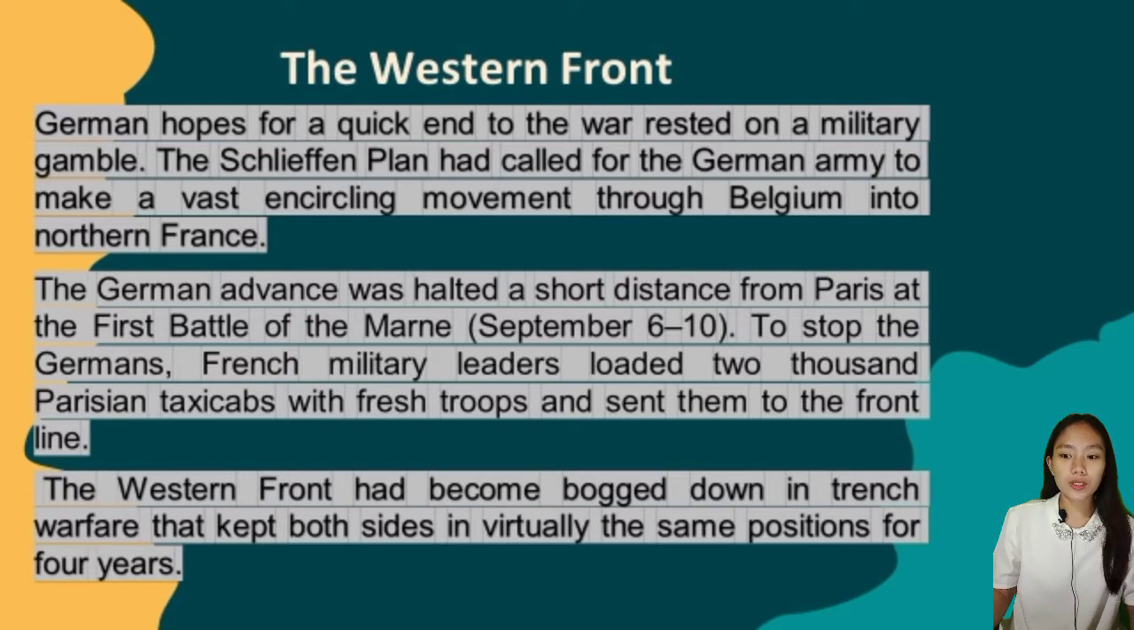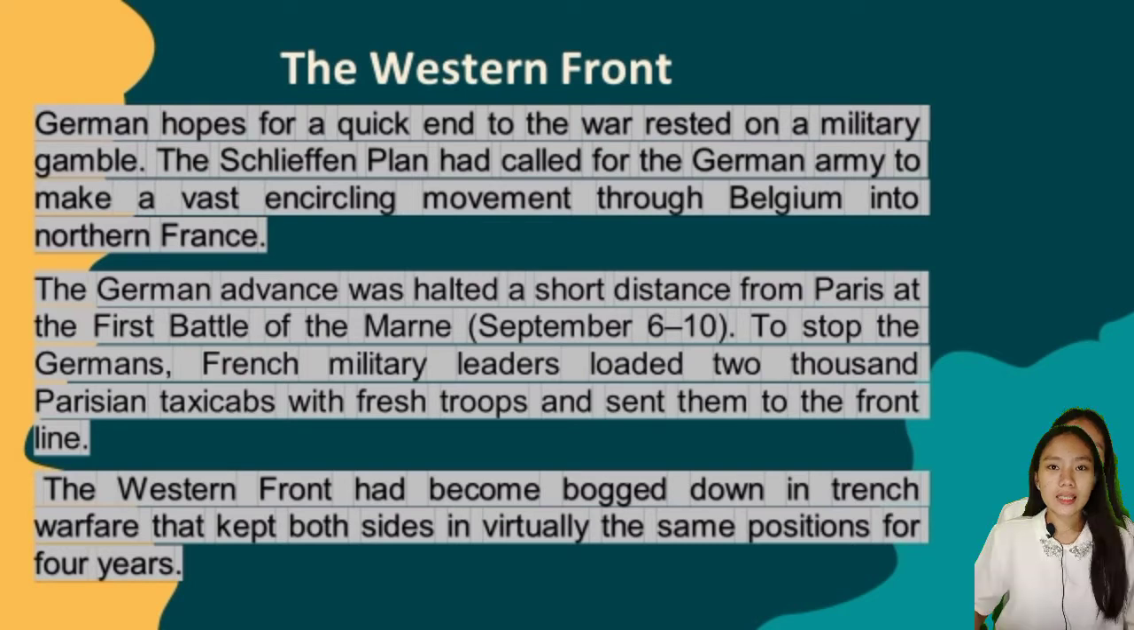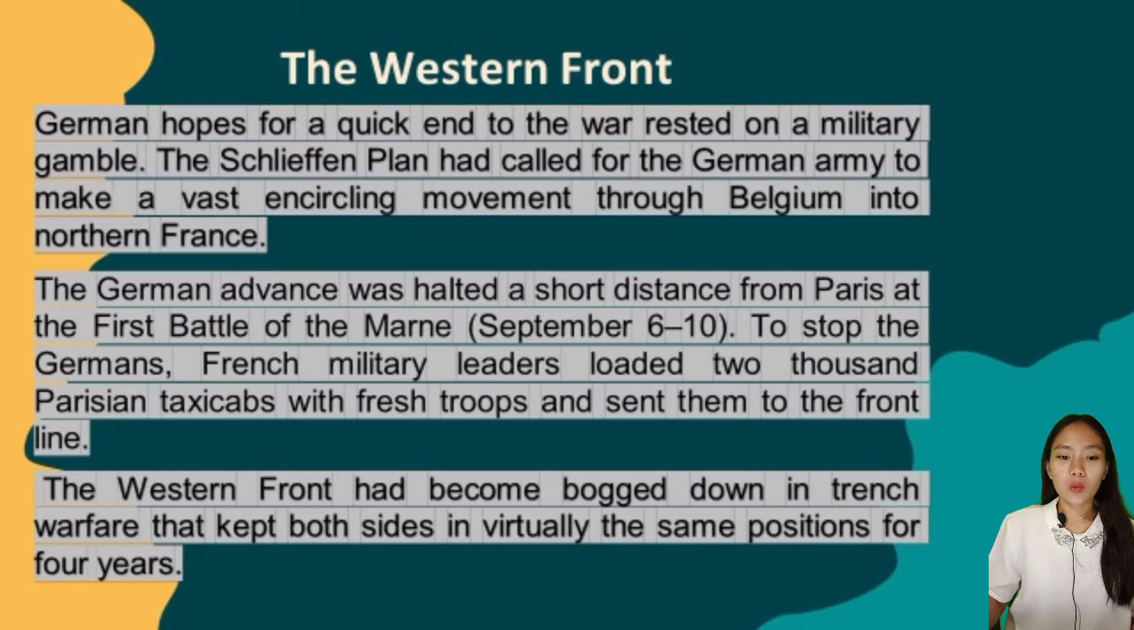to 10. To stop the Germans, French military leaders loaded 2,000 Parisian taxicabs with French troops and sent them to the front line. The war quickly turned into a stalemate, as neither the Germans nor the French could dislodge each other from the trenches they had dug for shelter. These trenches were ditches protected by barbed wire. Two lines of trenches soon reached from the English Channel to the frontiers of Switzerland. The Western Front had become bogged down in trench warfare that kept both sides in virtually the same position for 4 years.